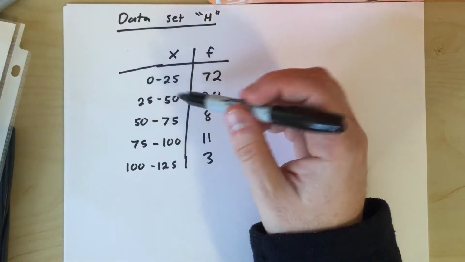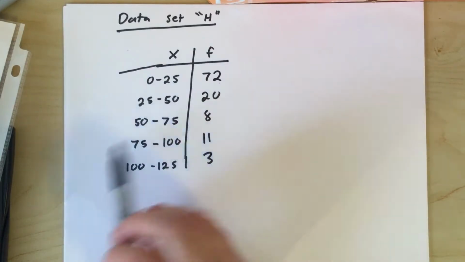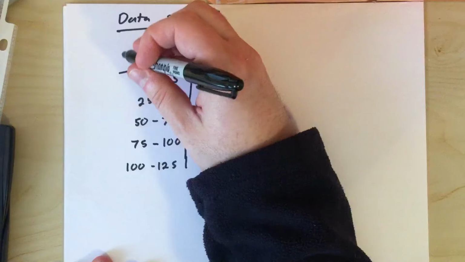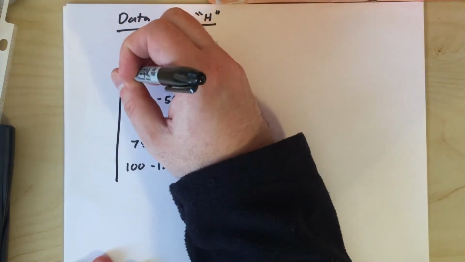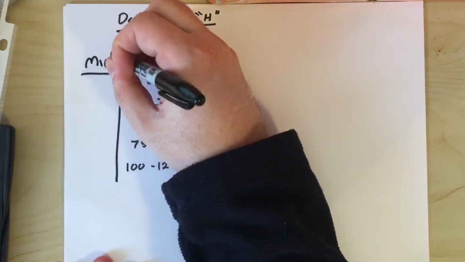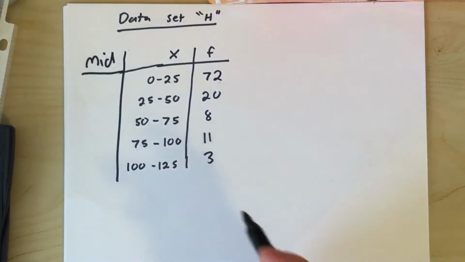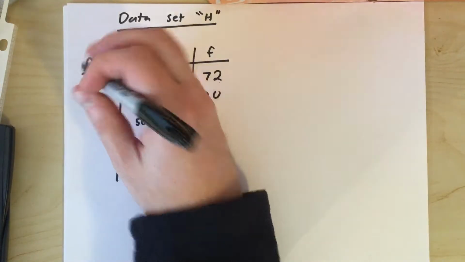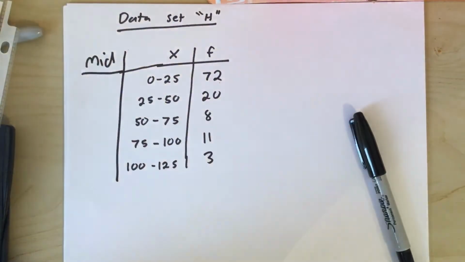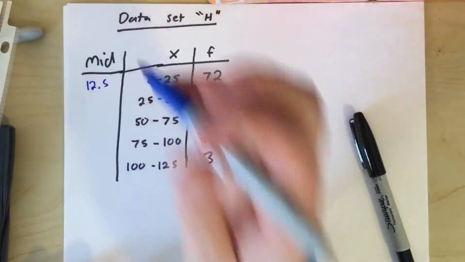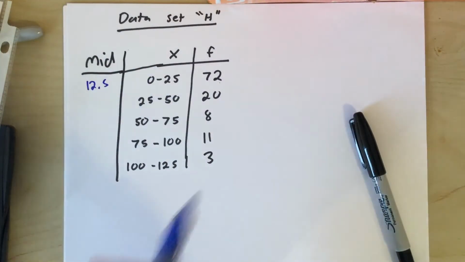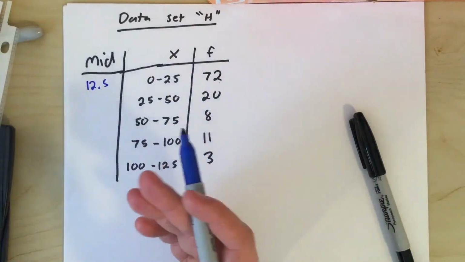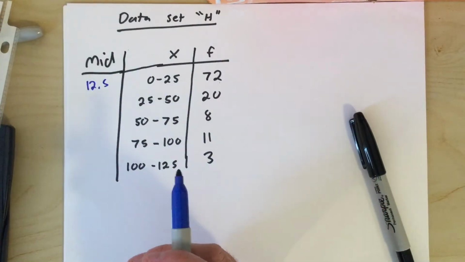Then we have a bunch that go from 25 to 50, 8 of them that go from 50 to 75, and so on and so forth. And the way we treat these frequency tables is we actually take the midpoint of the range. So between 0 and 25, the midpoint is 12.5. And we're going to assume that all those 72 values are at 12.5. It's an approximation. It's not necessarily true, but that's how we treat the ranges.